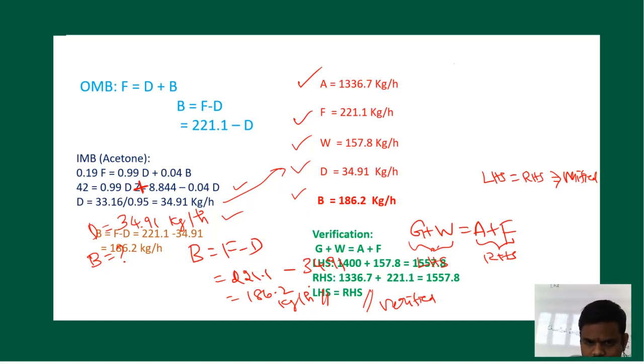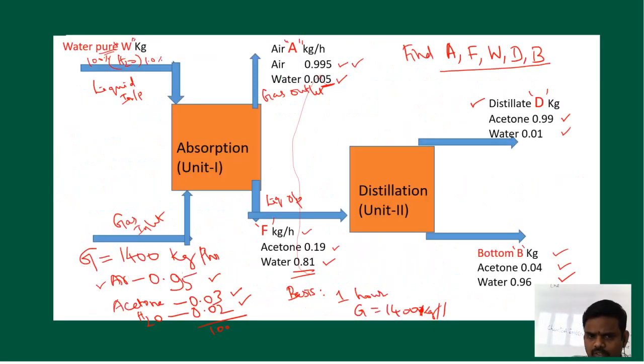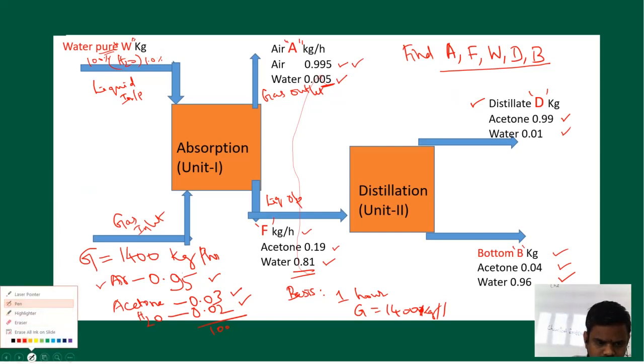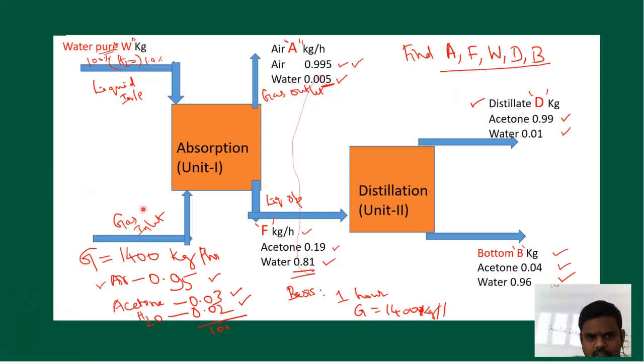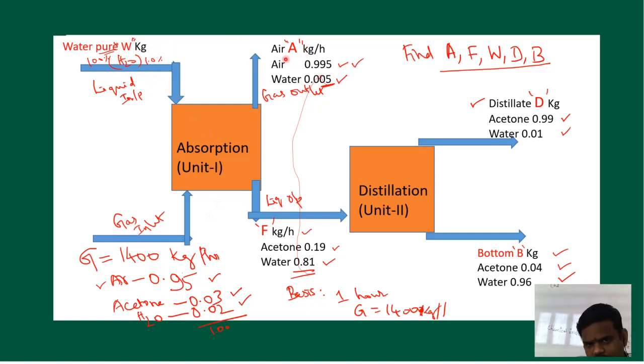So that's what we have done in this problem. In this problem, two units are there. One is an absorption unit, another one is a distillation unit, and G value is given to be 1400 kg per hour. That is the only parameter given. The composition is given: air, acetone, water in the feed. Here pure water is entering, so there is no need for W to be given. Air leaving is A kg per hour, F kg per hour, distillate is D kg per hour, bottom product is B kg per hour. We are asked to find A, F, W, D, B.